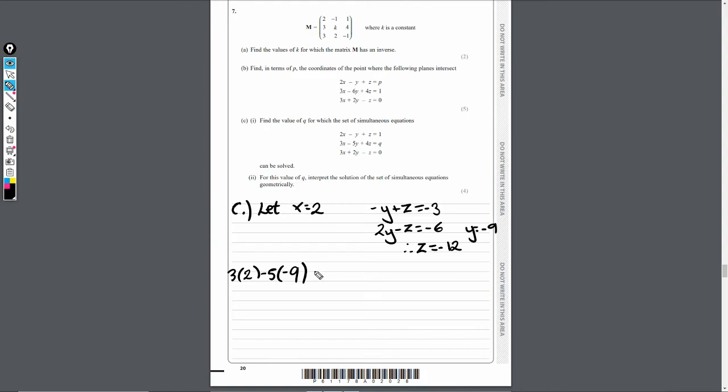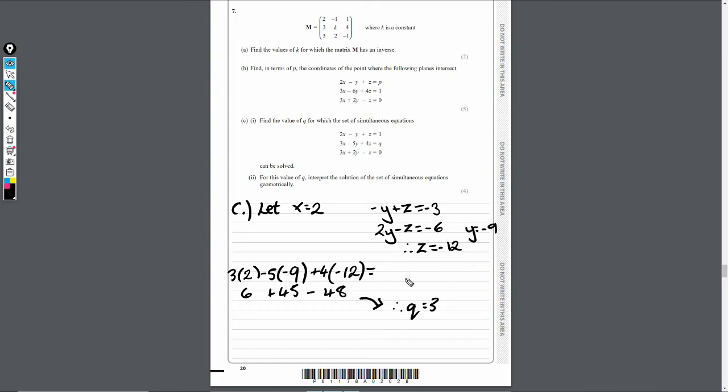So my y is minus 9, and then plus 4 lots of minus 12. What's this equal to? Well, that's going to be 6. That's going to be plus 45, and that's going to be minus 48. Simplifying all that, what we get is that q is equal to 3.